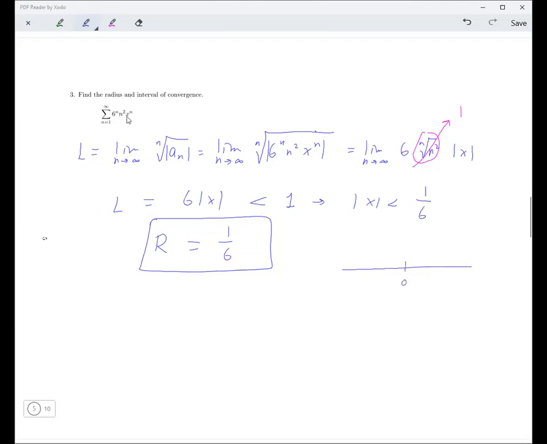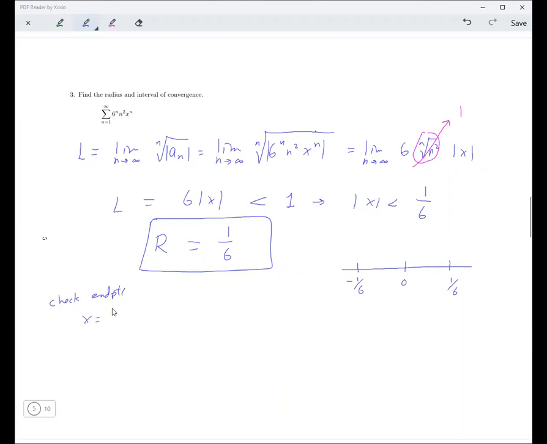Now your center is 0, because this is x minus 0 to the n, and you have 1/6. You add and subtract 1/6 from the center, and you get positive 1/6 and negative 1/6. So we're going to check the endpoints.